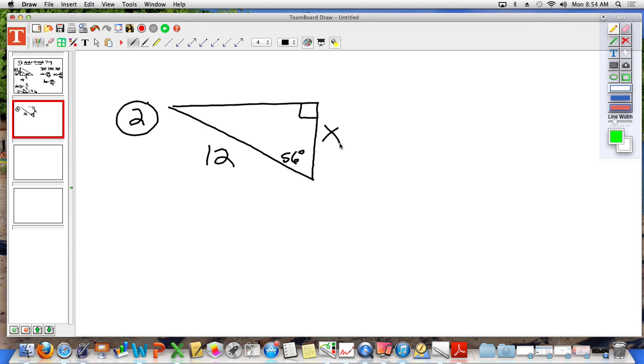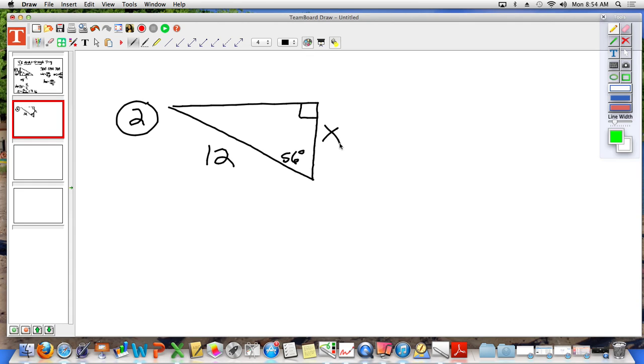You could, if you wanted to, take 180 degrees, minus 90, minus 56 to get that missing angle right there, 34 degrees. You could do that and then work with that angle. But I always say when you can, work with what was given to you.